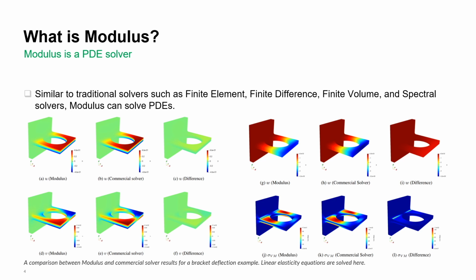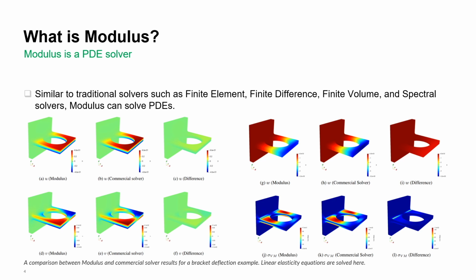Modulus, on the other hand, solves the partial differential equations in a mesh-free fashion using a point cloud, such that neural networks learn the solution and partial derivatives are calculated via auto-differentiation. This is what we call the physics-informed neural network approach.